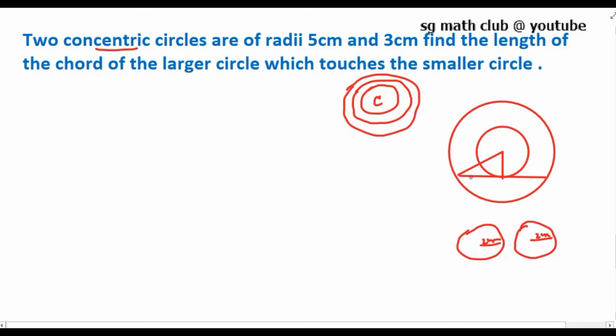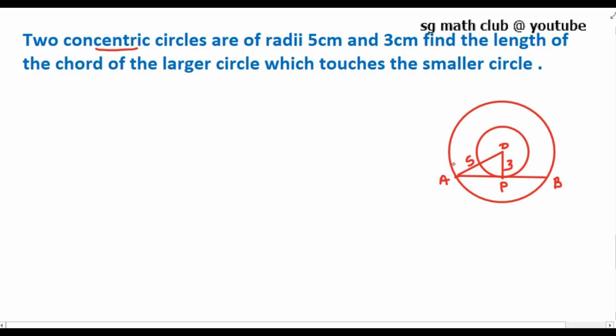Now, two concentric circles are of radii 5 centimeter and 3 centimeter. Definitely, the small circle has the lesser radius. So this is 3 centimeter. This will be 5 centimeter. We need to find the length of the chord of the largest circle which touches the smaller circle. So I can say AB is the chord of the largest circle. It touches the smaller circle at P, and we can name O as the center of the circle. Chord means the line segment joining any 2 points on the circle.